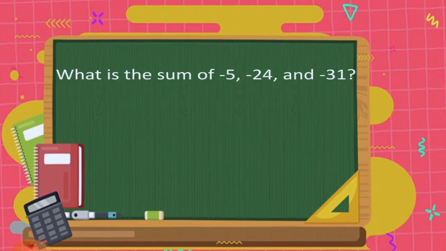Next example, what is the sum of negative 5, negative 24, and negative 31? They have like signs, so all you have to do is to add directly the numbers. The answer is negative 62. Bring the negative sign.